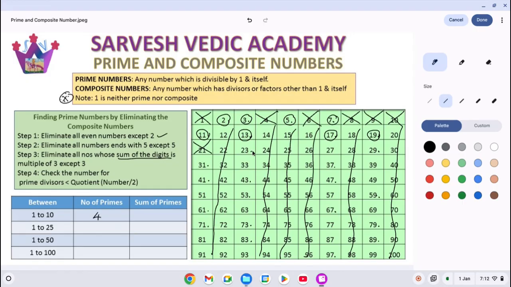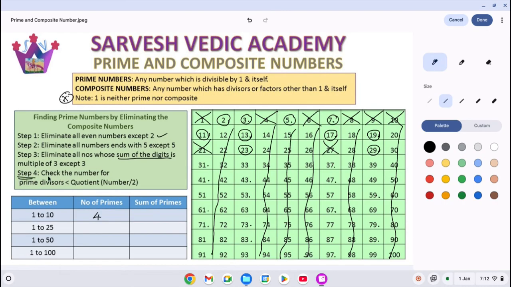2 plus 3, which is 5, which is a prime number. 2 plus 7, which is 9, which is a multiple of 3, so it is a composite number. 2 plus 9, which is 11, which is a prime number, which is not a multiple of 3. We have to notice after this, we have to check the step 4 also.